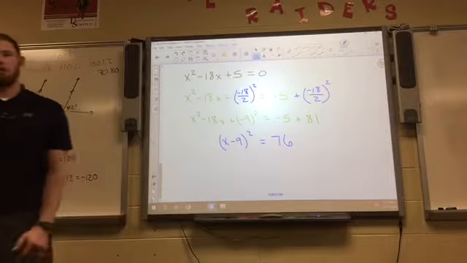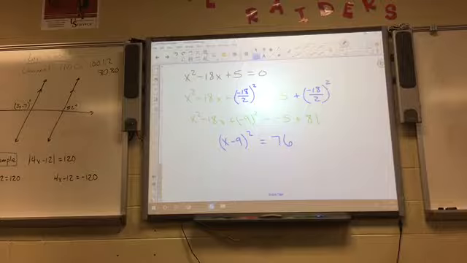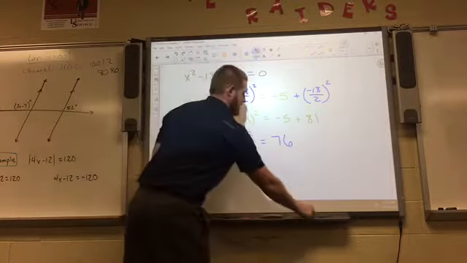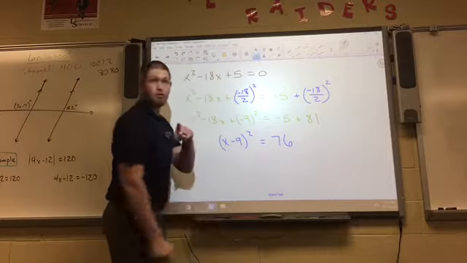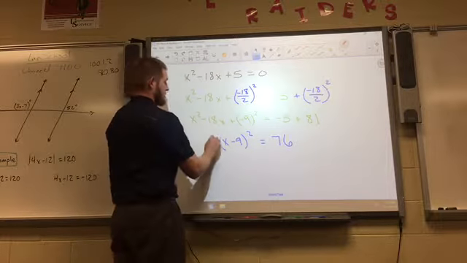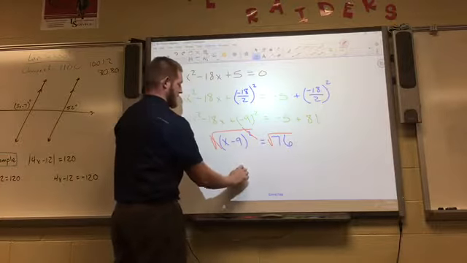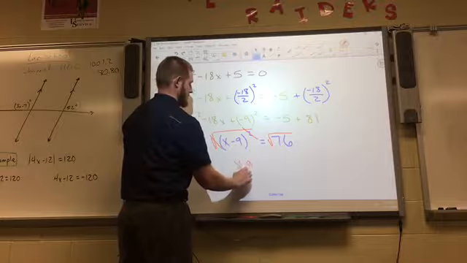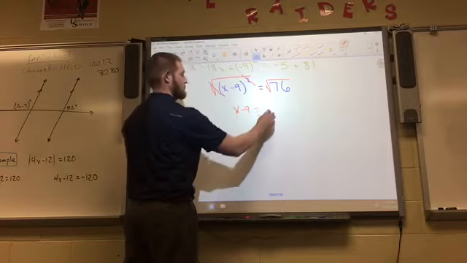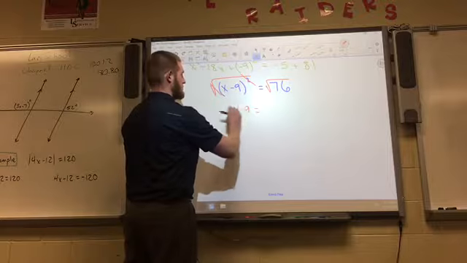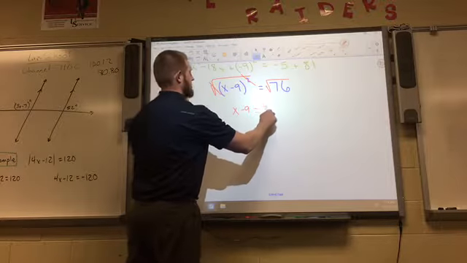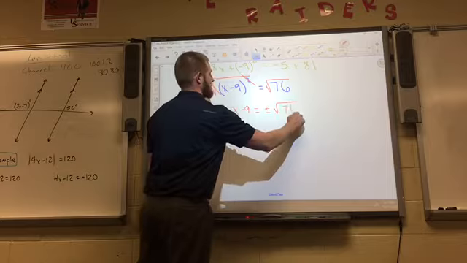Okay, so what we have done is turned this into a problem that we can now finish solving algebraically. What do I need to do to this? Square root both sides. We can go a shorter way, we can do it algebraically, so I can square root both sides because those are going to cancel. So I have x minus 9 equals what? Plus or minus the square root of 76.